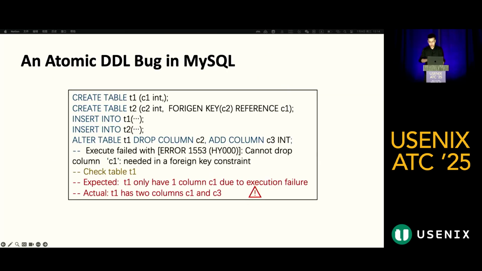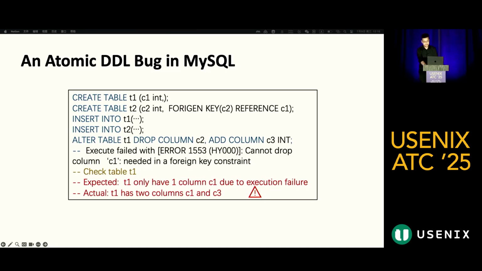However, the implementation of atomic DDL is complex due to the involvement of multiple components. All of these components must work together to ensure atomicity and consistency during schema changes. As a result, implementation errors in this mechanism are difficult to avoid. We define these errors as atomic DDL bugs, or ADBs for short.